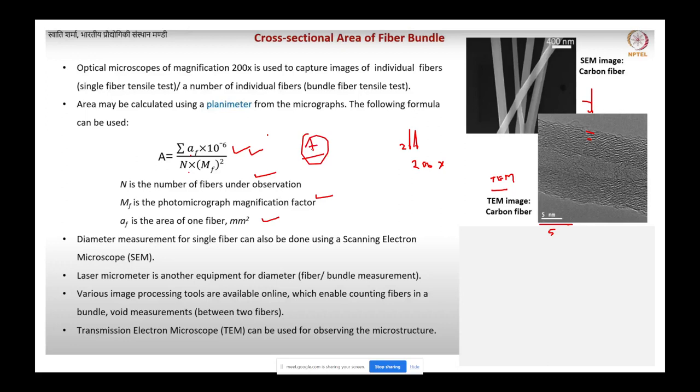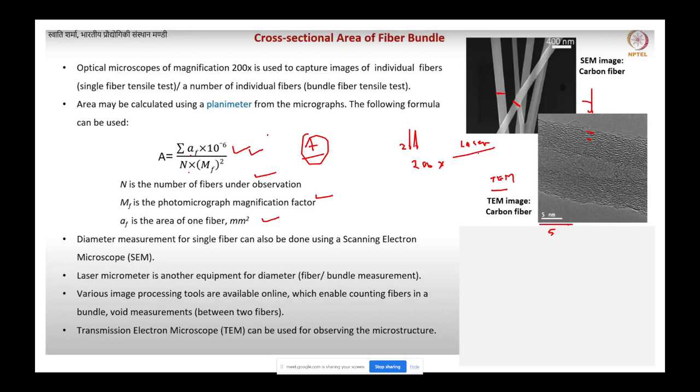Now the diameter measurement for a single fiber can also be done using SEM. Suppose this is your SEM image. What is the diameter of this fiber? It can be found using SEM. A laser micrometer is another equipment for the diameter. So like SEM, you will have a laser micrometer. These are for calculating the diameters, and various image processing tools are available.